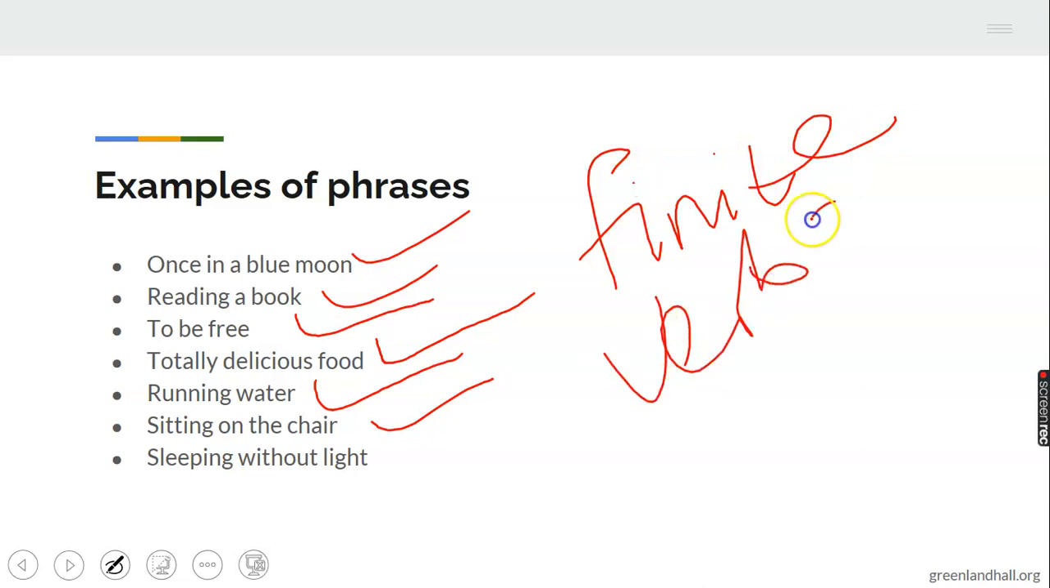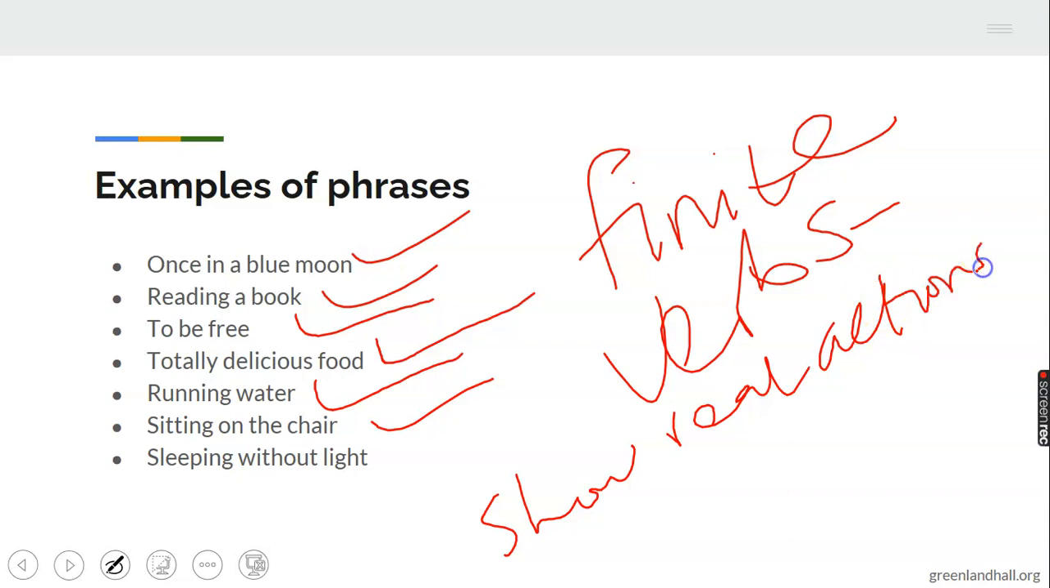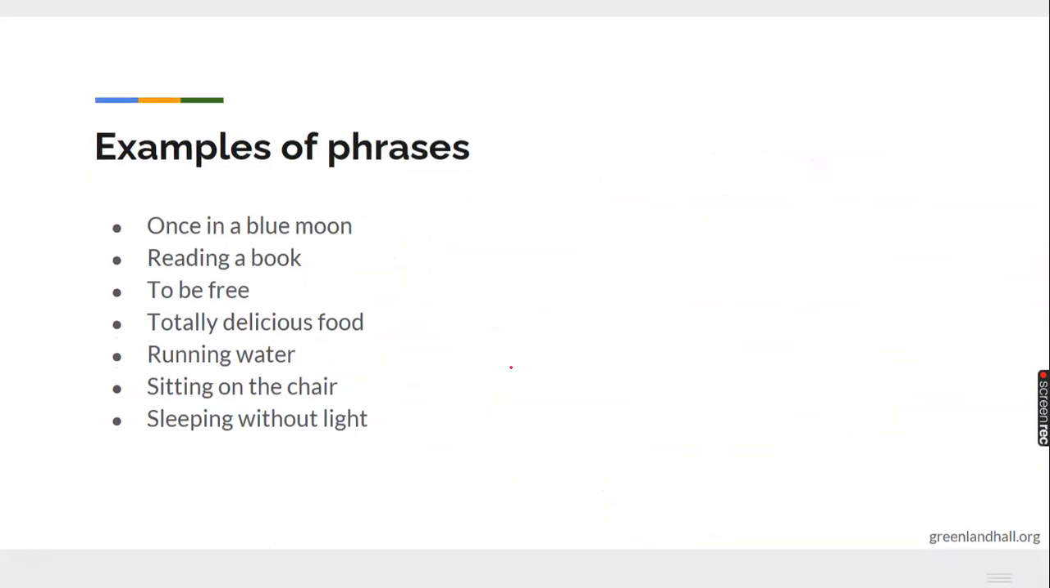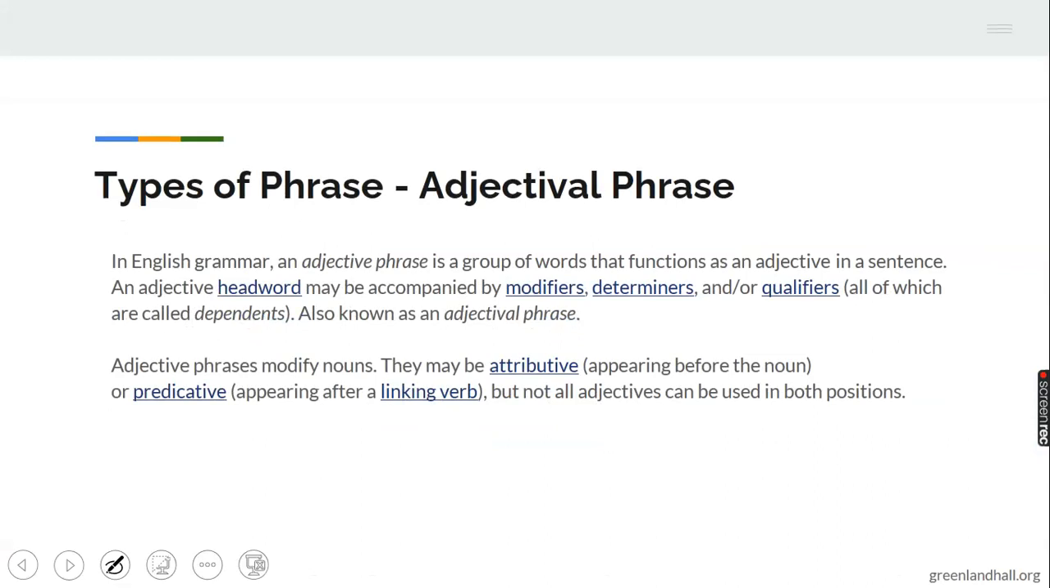Phrases don't have finite verbs, and finite verbs show real actions. So phrases don't have finite verbs. And here also another phrase, a group of words is meaningless. Let's see types of phrases.